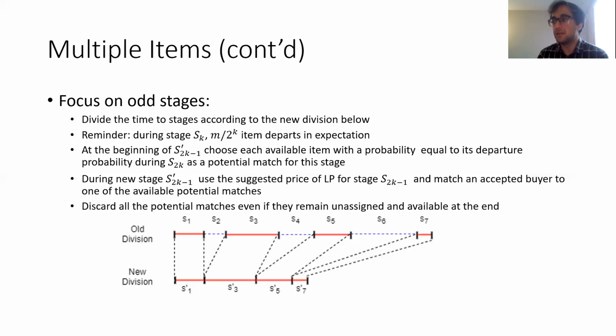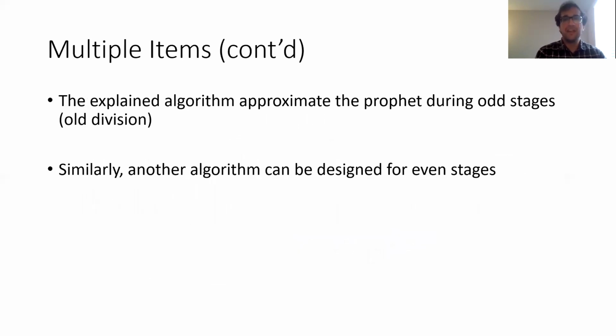Now we can use some concentration inequality and show that the expected welfare of our algorithm during each stage is a constant approximation of the profits welfare during the corresponding stage in the old division. So with this algorithm, we can guarantee a constant approximation of the profits welfare during odd stages. We can do exactly the same thing for even stages, and we can run one of these algorithms with equal probability, and this will be a constant approximation for the total profits welfare.